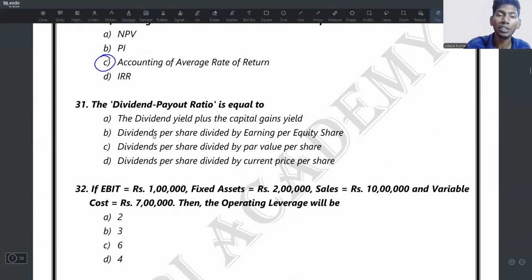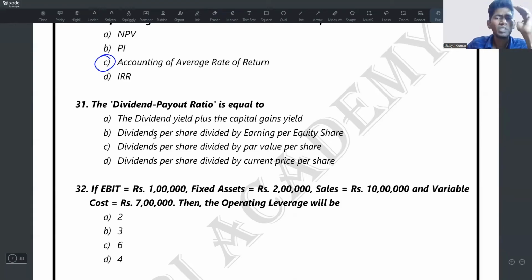Moving to question number 31. The dividend payout ratio is equal to: Option A, dividend yield plus the capital gains yield. Option B, dividend per share divided by earnings per equity share. Option C, dividends per share divided by par value per share. And option D, dividends per share divided by current price per share. Which is the right answer? Option B, dividend payout ratio is dividend per share divided by earnings per equity share.